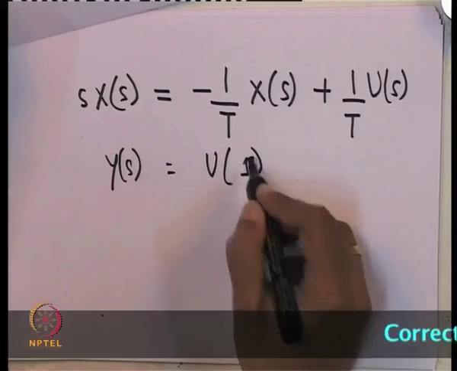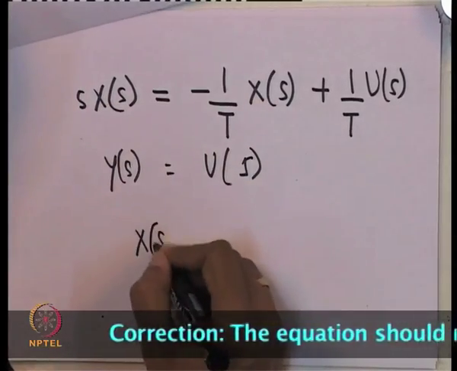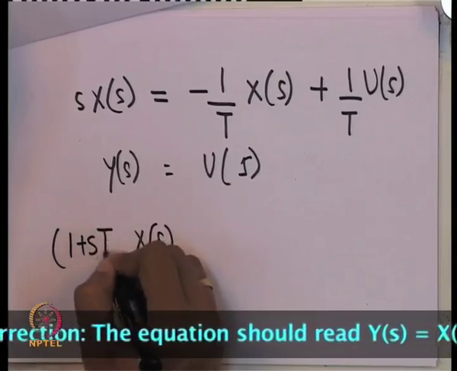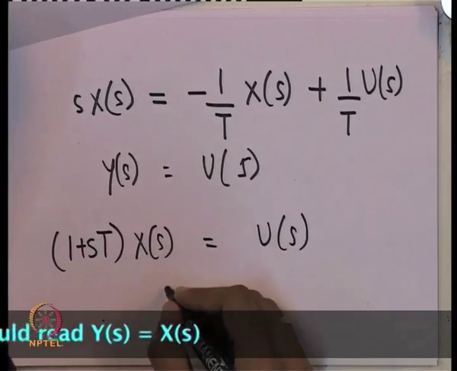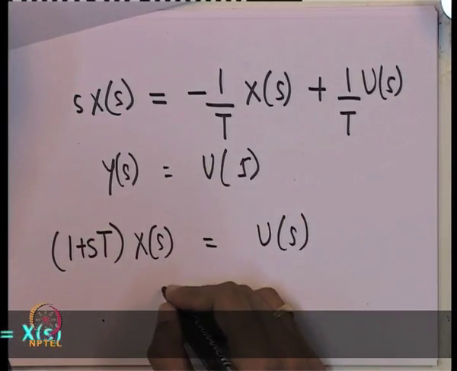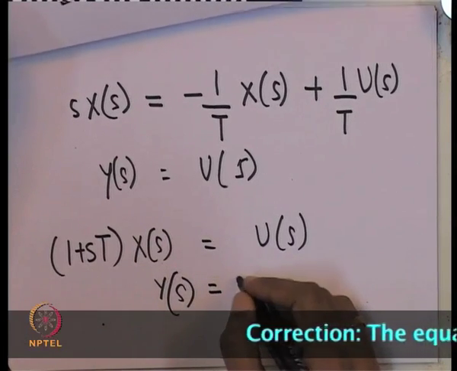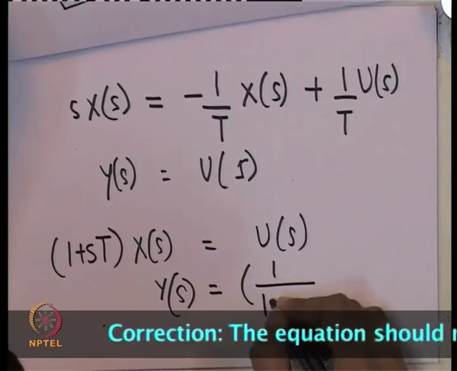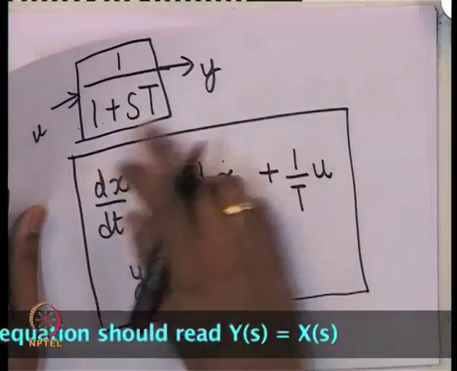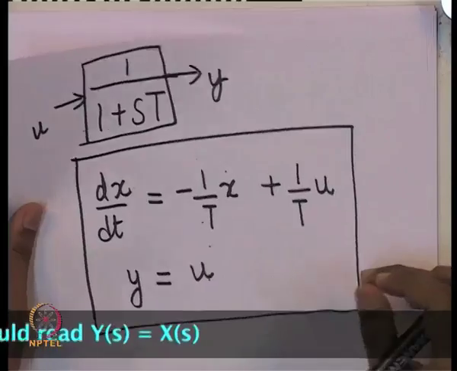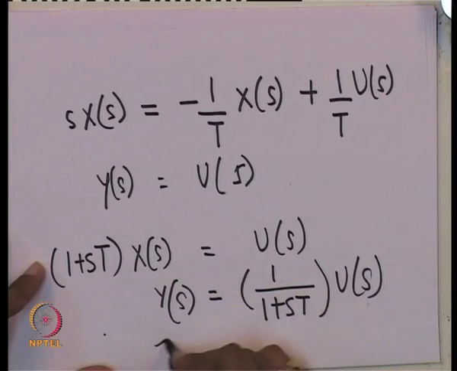So, what you will have here is, you get this onto this side, you will have x of s into 1 plus s t is equal to u of s, and as a result of these equations, you will have y of s is equal to 1 upon 1 plus s t into u of s. So, that is why this differential equation, after doing a Laplace transformation, effectively gives you this input-output relationship.